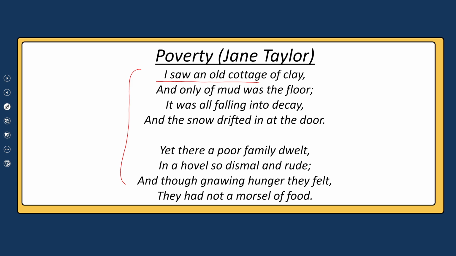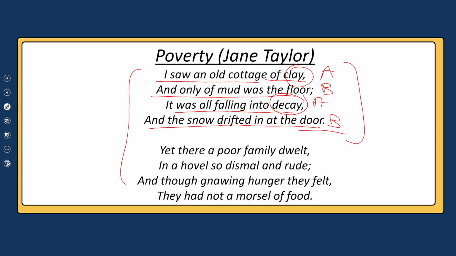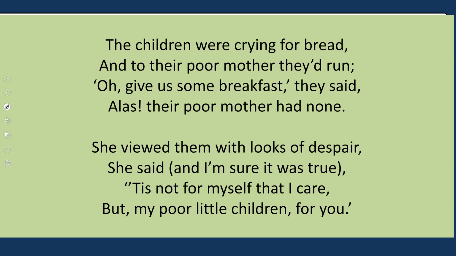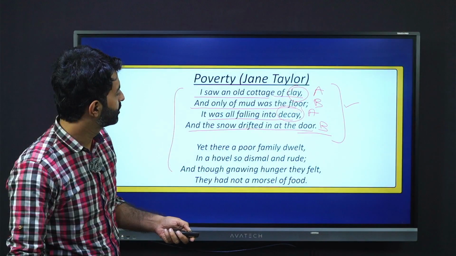I saw an old cottage of clay, and only of mud was the floor. It was all falling into decay, and the snow drifted in at the door. Do we find a rhyme scheme? Of course, yes. Clay, decay, A, B, B. So क्या rhyming scheme है? A, B, A, B. This is the rhyming scheme. And we have figured out. Now यही scheme जो है, it is going on in the remaining stanzas of the poem.